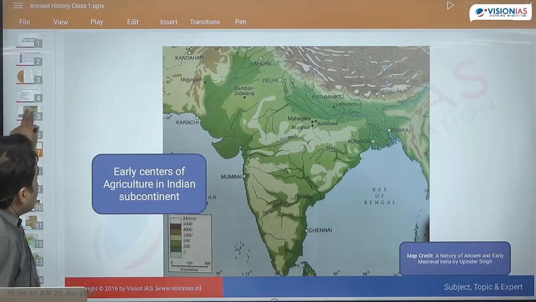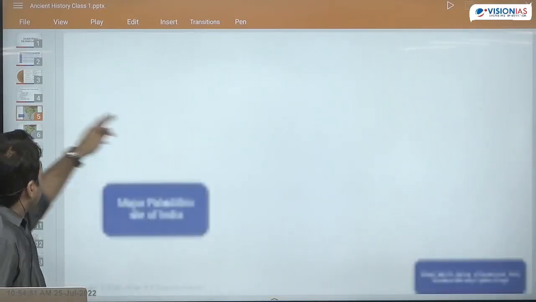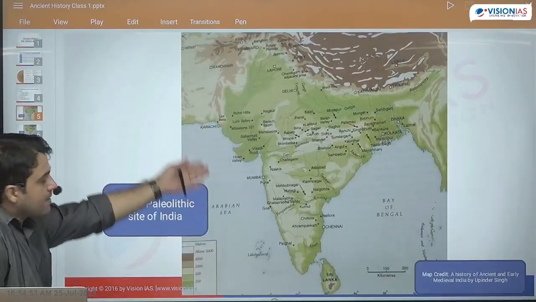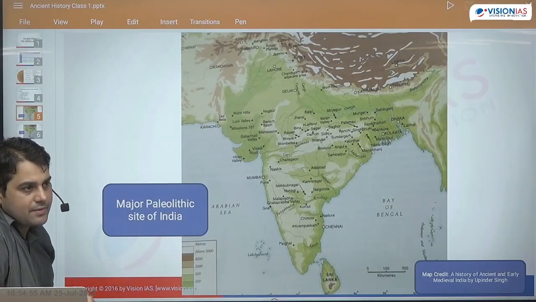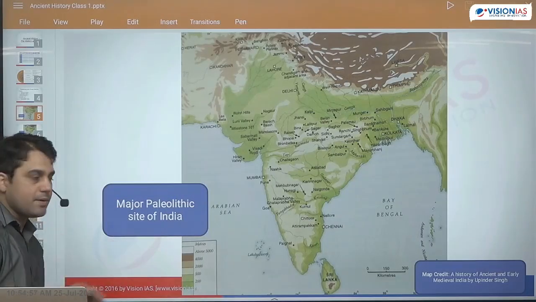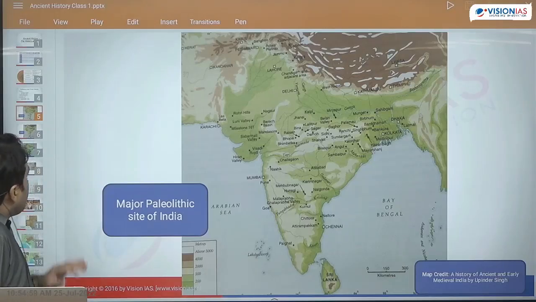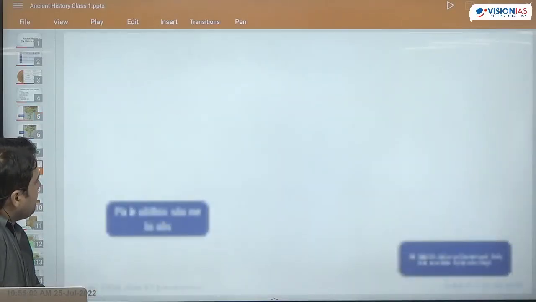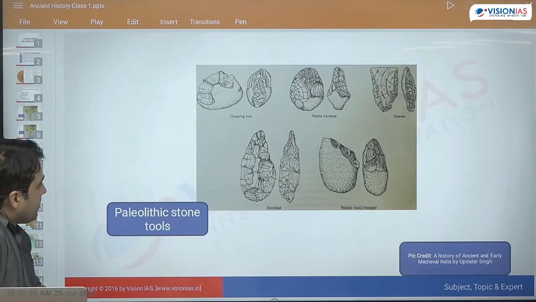And I will again show, in this map what you should remember is that the entire country has Paleolithic sites. And the reason is very simple, because it covers the largest period of human history. Anyways, I was talking about stone tools. So just to give you a rough idea of what type of stone tools we are talking about.